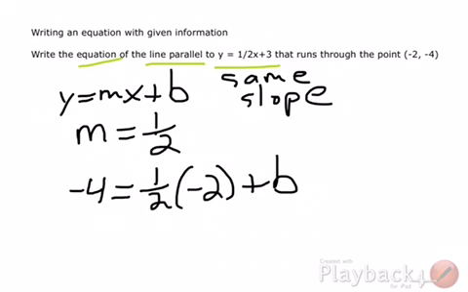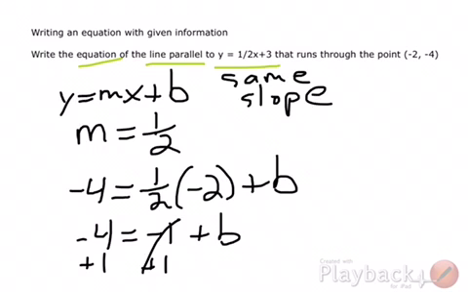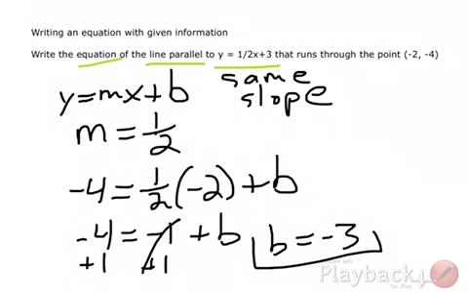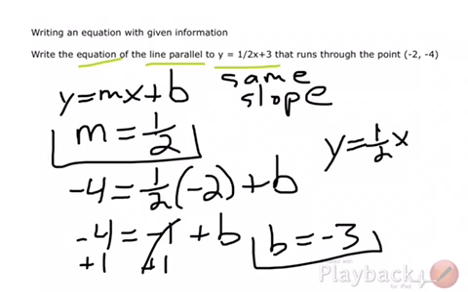So if we solve this, 1/2 times -2 is going to be -1. To get b by itself, I will add 1 to both sides. So our b is going to be -3. We have -3 for our b value and 1/2 for our m value. Our equation all put together will be y = 1/2x - 3.